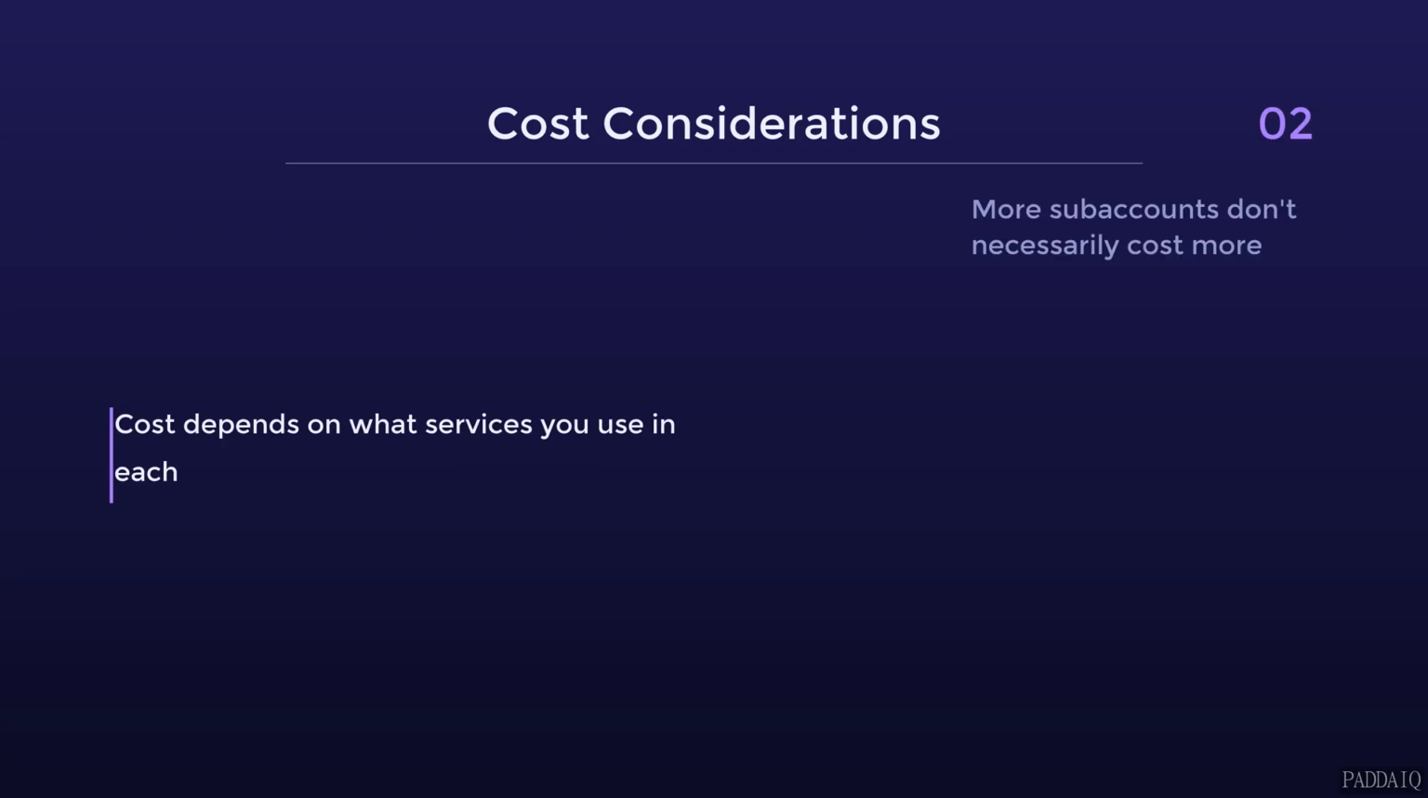Cost depends on what services you use in each. This means you are billed separately for every BTP service you activate, like building blocks. For example, using SAP HANA Cloud and the integration suite will incur separate charges. So, your total bill is simply the sum of all the services you choose to utilize.